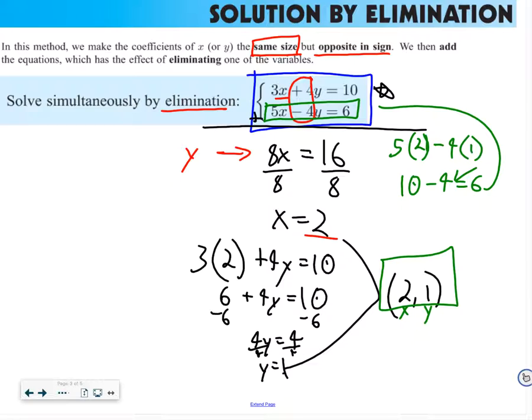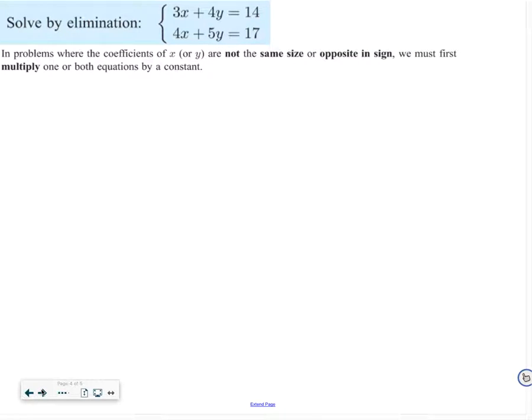One more example here. Okay, so solving by elimination. Notice that these coefficients, we don't have either of them that are opposite or the same size. Okay, we have a 3 as our x and a 4 as our x here, and we have a 4y here, 5y here. So if we add them, nothing's going to eliminate. So what we want to do is we want to multiply them on both sides by a constant, so a number, in order to get an opposite sign.